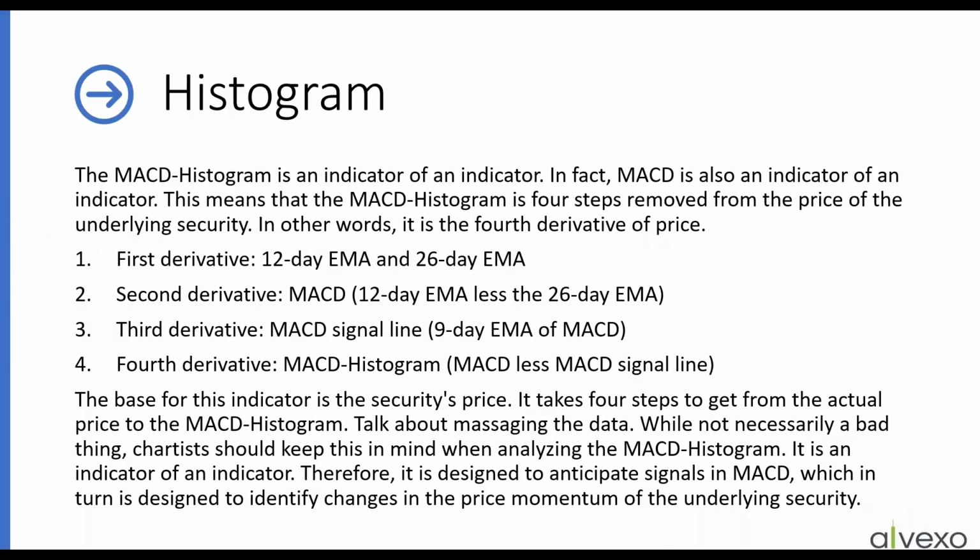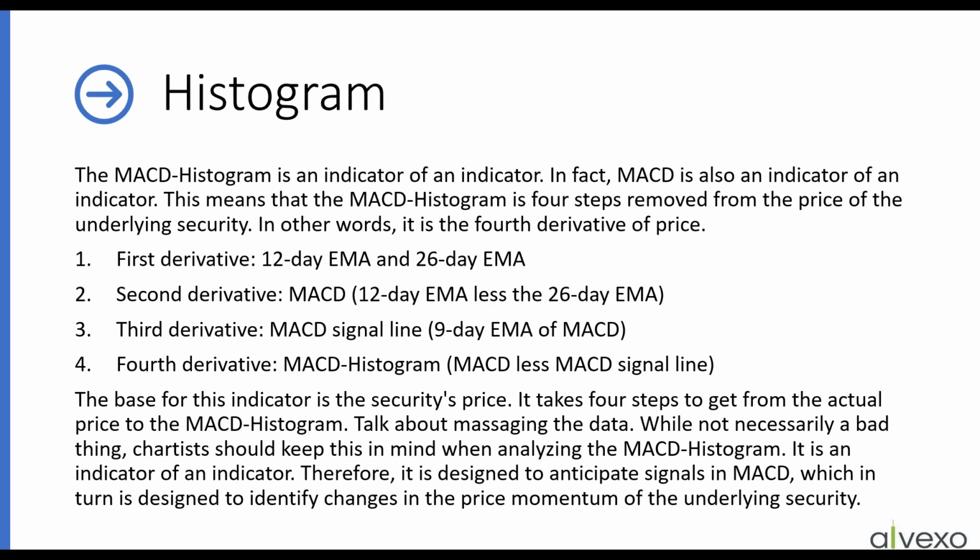So remember, the MACD histogram is an indicator of an indicator. In fact, MACD is also an indicator of an indicator. This means that the MACD histogram is 4 steps removed from the price of the underlying security. So in other words, the first derivative is the 12-period EMA and the 26-period EMA. Remember the two lines we put over price. Then we take the 12-period EMA and subtract the 26-period EMA, and that gives us the MACD line. It's the first line we put below.